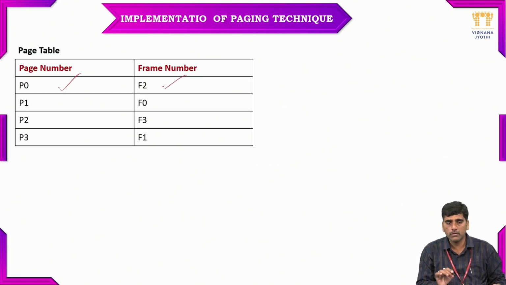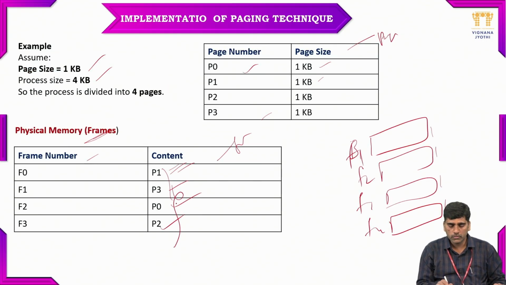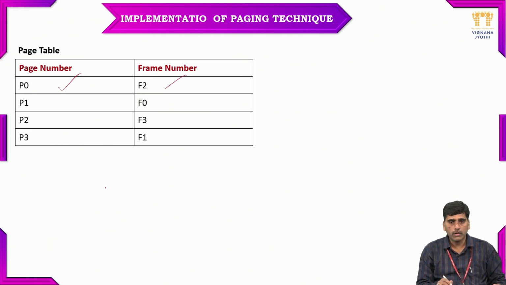So P0 is loaded into F2. According to this scenario, we are loading each and every page into the frames. P0 is loaded into frame 2, P1 into F0, P2 into F3, and P3 into F1. If no conditions occur, we can load any page into any of the frames.